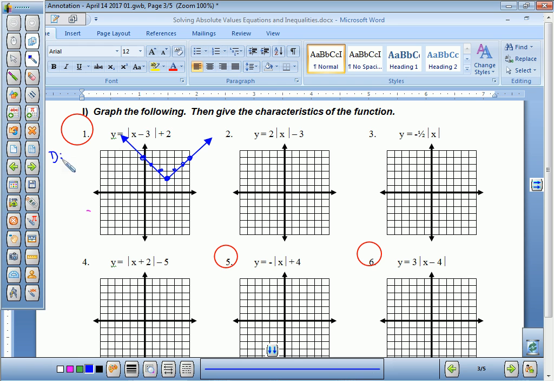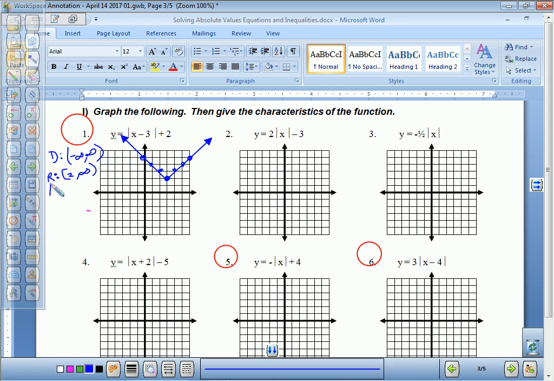And we can always describe the domain of any function. This one is not restricted. It's everything. What is the range of this particular function? 2 to infinity. This one has an axis of symmetry. x equals what? 2. No, 3.